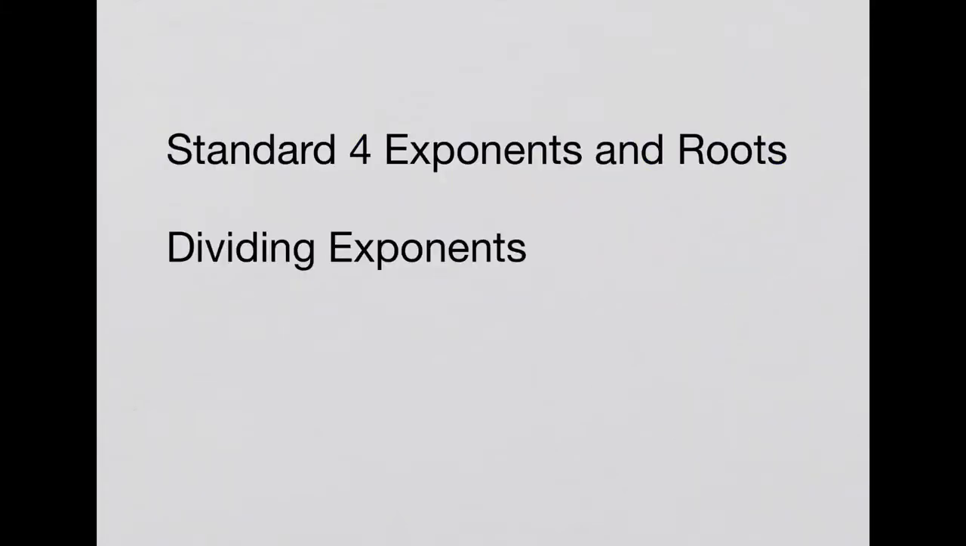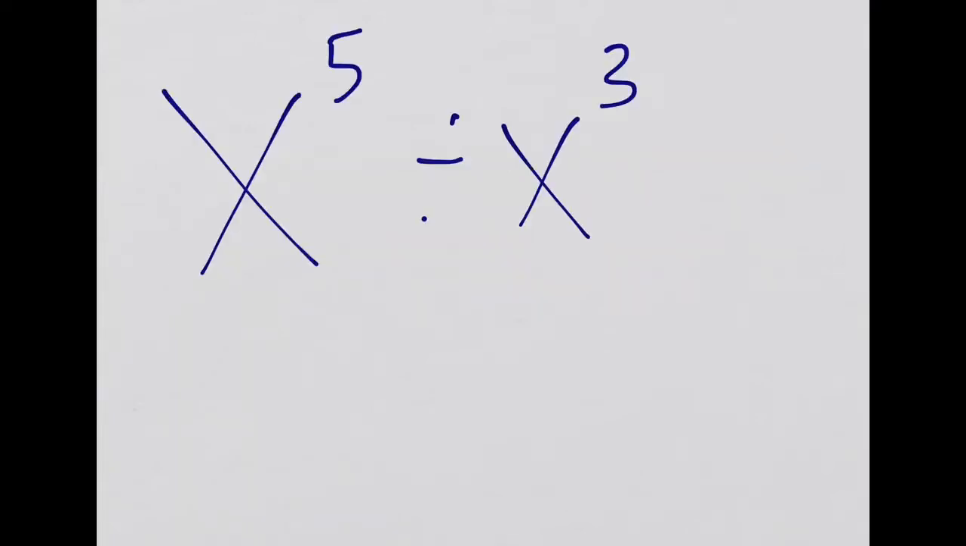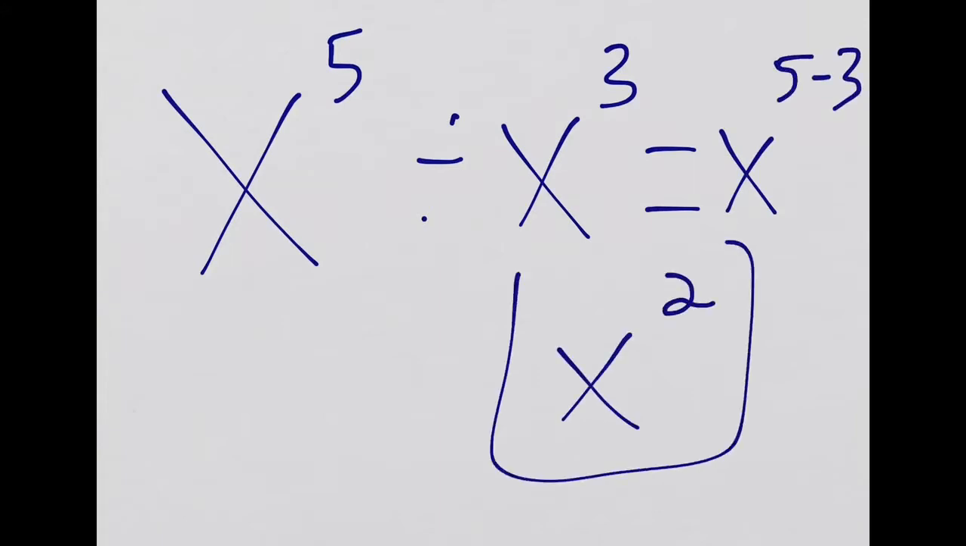The next concept is dividing exponents. The rules are similar, but this time we subtract. So for example, if we have x to the fifth power divided by x cubed, we get x to the 5 minus 3, which turns out to be x squared.